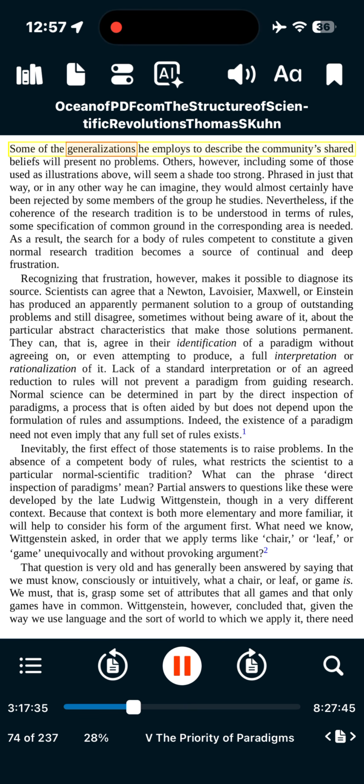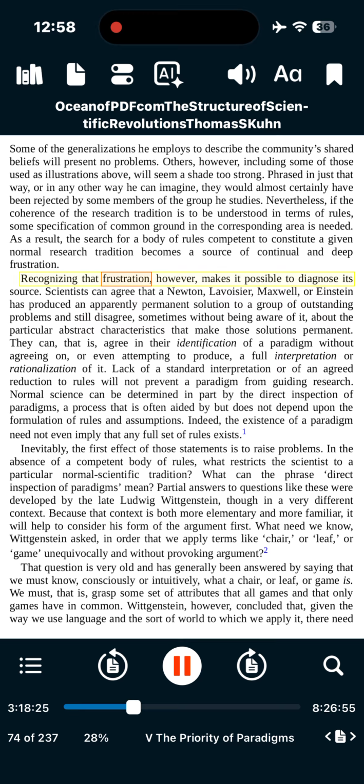Some of the generalizations he employs to describe the community's shared beliefs will present no problems. Others, however, including some of those used as illustrations above, will seem a shade too strong. Phrased in just that way, or in any other way he can imagine, they would almost certainly have been rejected by some members of the group he studies. Nevertheless, if the coherence of the research tradition is to be understood in terms of rules, some specification of common ground in the corresponding area is needed. As a result, the search for a body of rules competent to constitute a given normal research tradition becomes a source of continual and deep frustration.